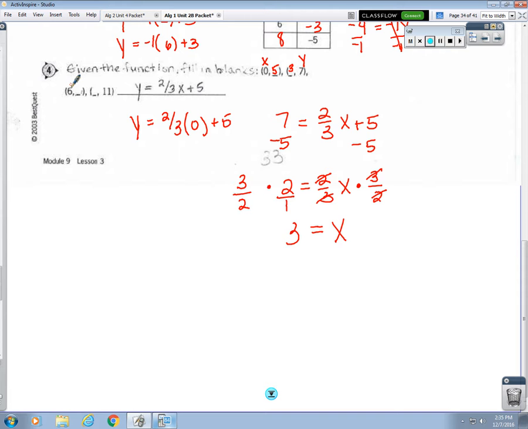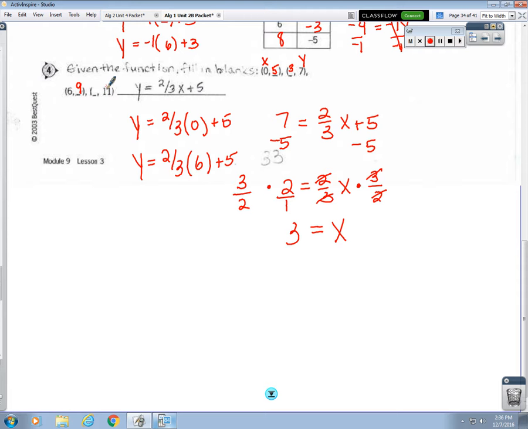Okay, let's look at the next one. The next one gives you the what value? The x value. That 6 is an x value. So you rewrite the equation, but this time it's the x that you're replacing with the 6. So evaluate that and you'll know what goes there. Guys, what is 2/3 times 6 plus 5? 9.